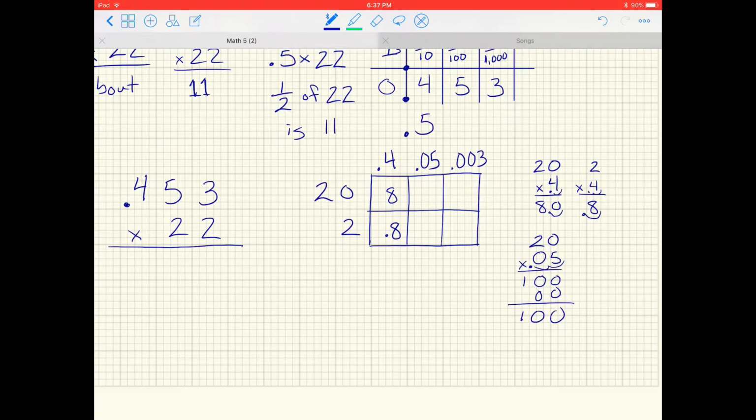Okay, this is like 20 times 5 cents. 20 nickels is 100. Okay, 100 pennies. So once I move those hundreds over, I've got $1, right? 20 times 5 cents is $1. So I have 1.